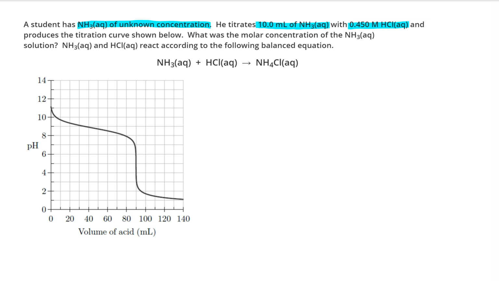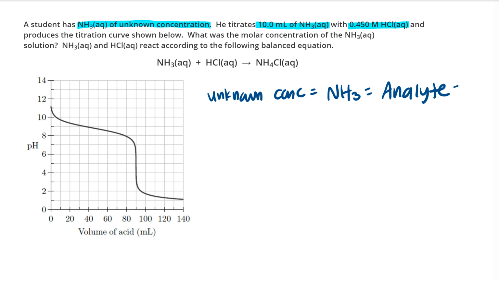He produces this titration curve that we see down here, and he can use this data to determine the concentration of that ammonia solution. But let's just clarify a few things about what we are doing here. Our unknown concentration is the ammonia. We call that the analyte. That is the solution that we are analyzing. This one goes into the flask of our titration setup.